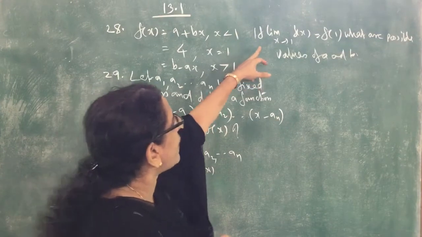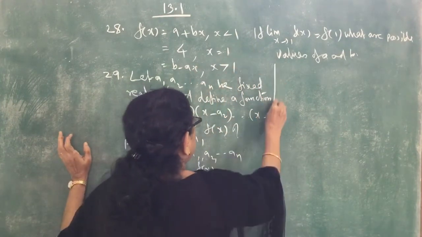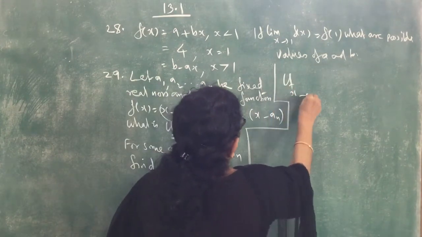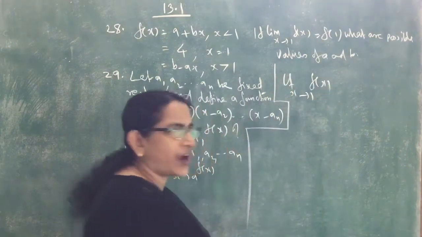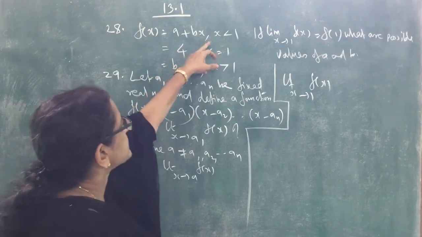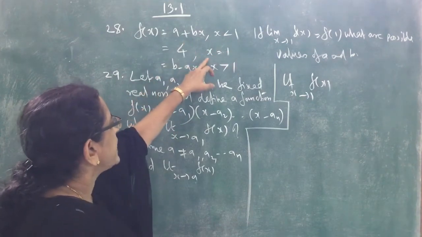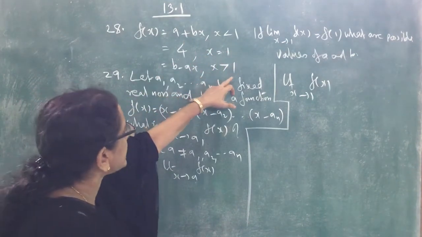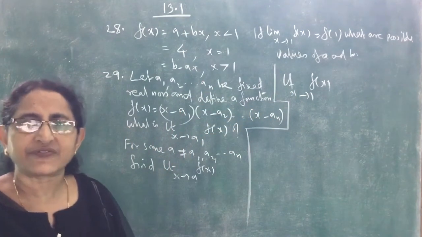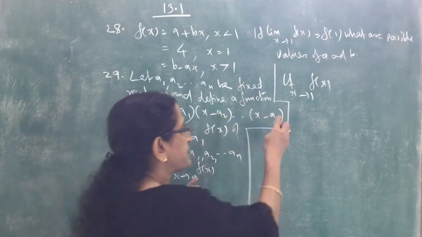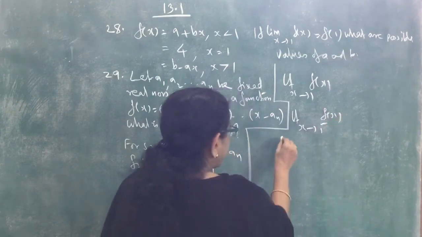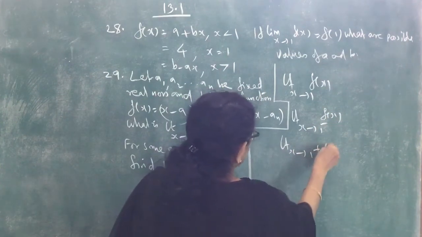So for that, first we want to find the limit. So we want to find the limit as x tends to 1 of f(x). f(x) is defined like this: when x < 1, a + bx; x = 1, 4; x > 1, b - ax. So when we find the limit, we have to think whether we need the left limit and right limit. Left limit means the limit as x tends to 1 minus of f(x), and right limit means the limit as x tends to 1 plus of f(x).